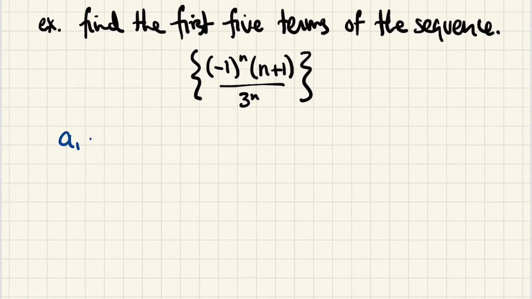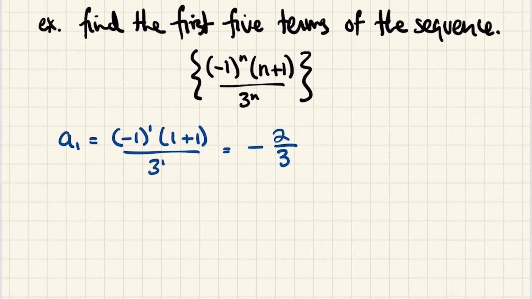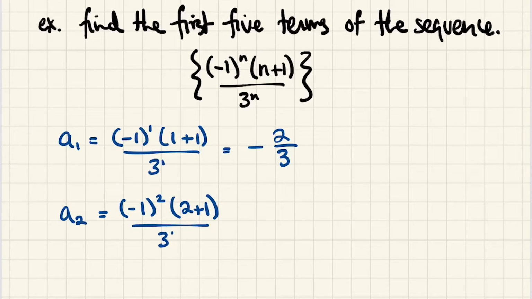So a1 is going to be (-1)^1 times (1 + 1) over 3^1. So we're going to see that this comes out negative, and we get 2 over 3. a2 is (-1)^2 times (2 + 1) over 3^2. So (-1)^2 is positive, and the numerator is 3 over 3 squared, 9. So this reduces to 1/3.